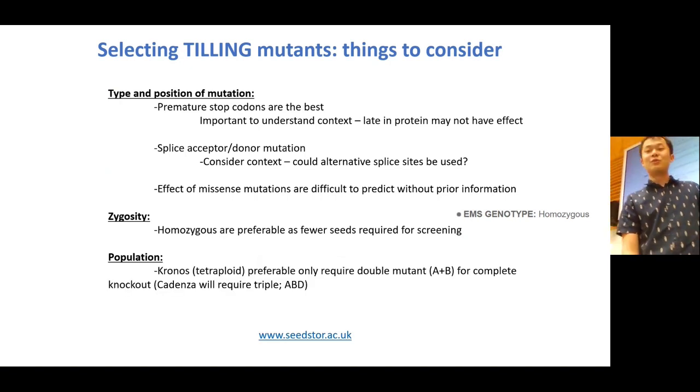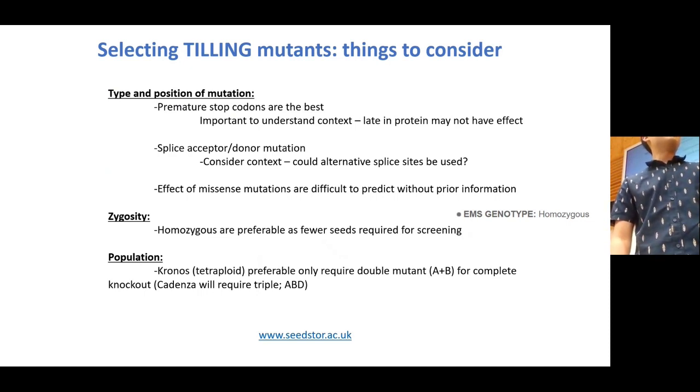And of course, it's also important to consider the population. If you're working with tetraploid plants, it's easier to get a complete knockout in comparison to working with hexaploid plants. But if in your research program you're working with hexaploid plants anyway, then you might have to choose the Cadenza population.